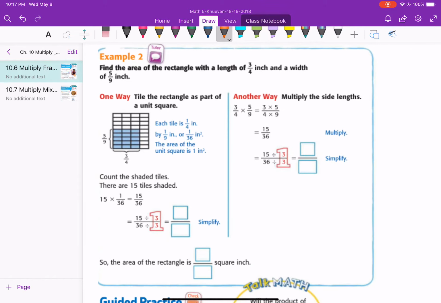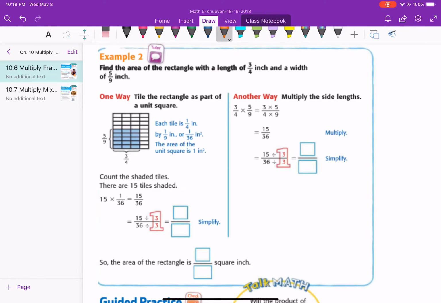So find the area of a rectangle. And you've seen a few of these within Prodigy practice, but we're going to find the area of a rectangle with a length of 3/4 and a width of 5/9 of an inch. So one way is we can use a tile method, and this would be more illustrative, and it's not exactly the most efficient, but we can visually see it.